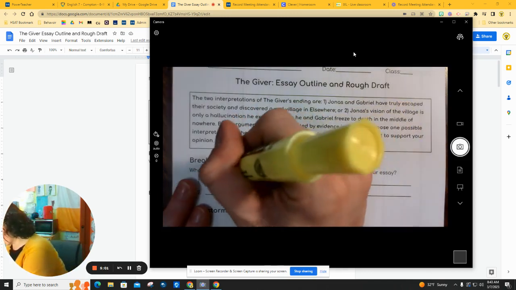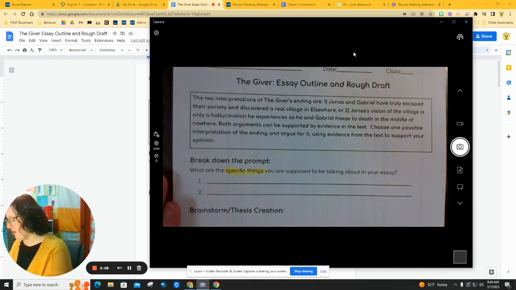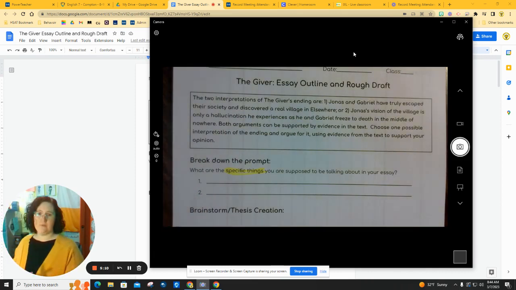What specific things am I supposed to be talking about in my essay? You look in the prompt and you find the action verbs. You definitely want to look for the questions, but if you'll notice in this prompt, there are no question marks. Sometimes you'll see question marks, but in this one, there are none. So you want to look for the action verbs that tell you to do something.